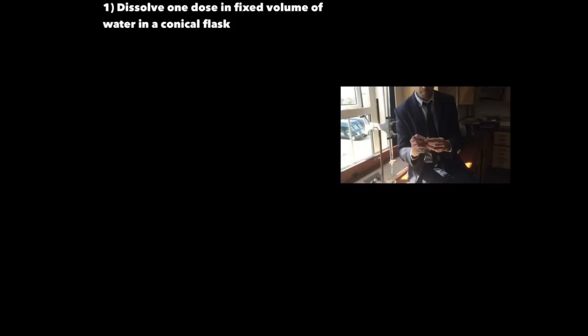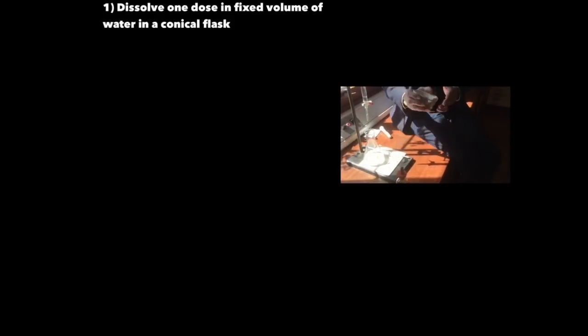So here's the method of how you test the effectiveness of different indigestion tablets. The first step is to dissolve one tablet in a fixed volume of water in a conical flask. So you can see here, I've got a tablet, I'm putting it in a pestle and mortar and grinding it into a powder. I'm then adding it to some water in a conical flask, a fixed volume, let's say 25 mL, and I'm dissolving it. The next step is to add a few drops of indicator to this solution.